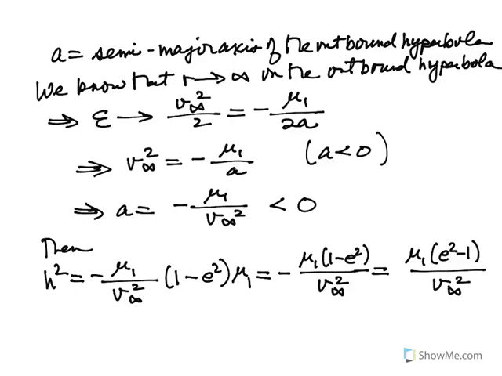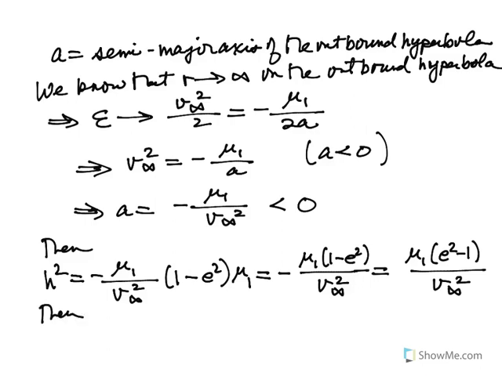Now the reason that I wrote it that way is because we're on a hyperbola, right? So on a hyperbola, e has to be bigger than 1. So e squared minus 1 is going to be bigger than 0. So that actually gives us a positive number. So this number is actually greater than 0. And now what we can do is we can actually solve for RP.